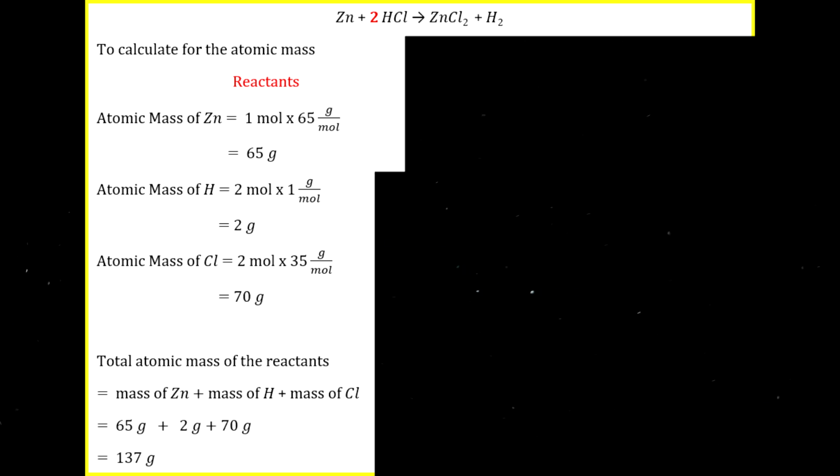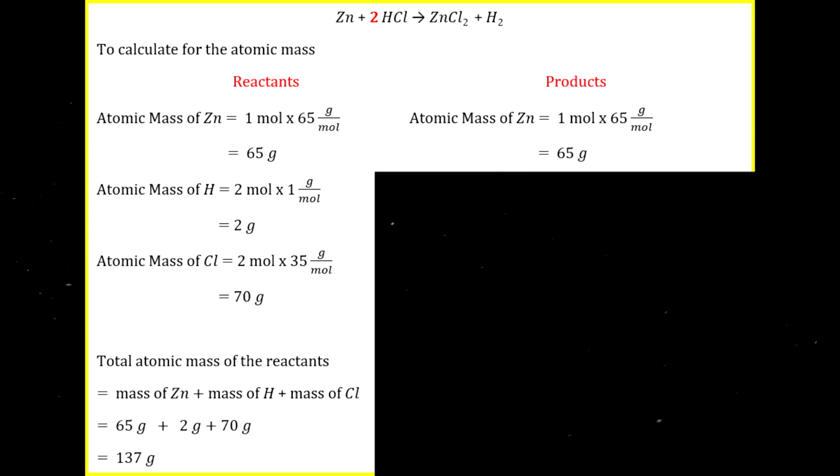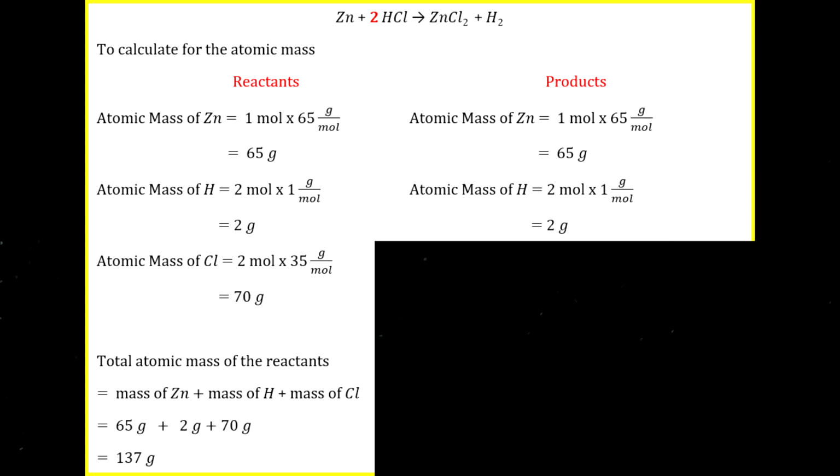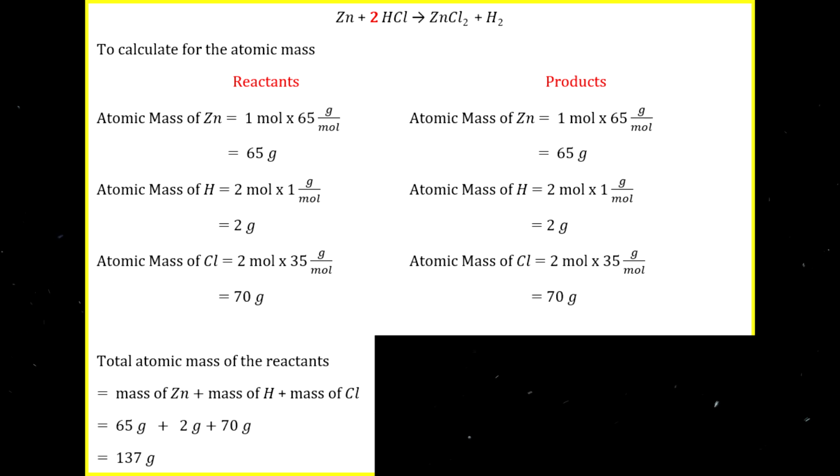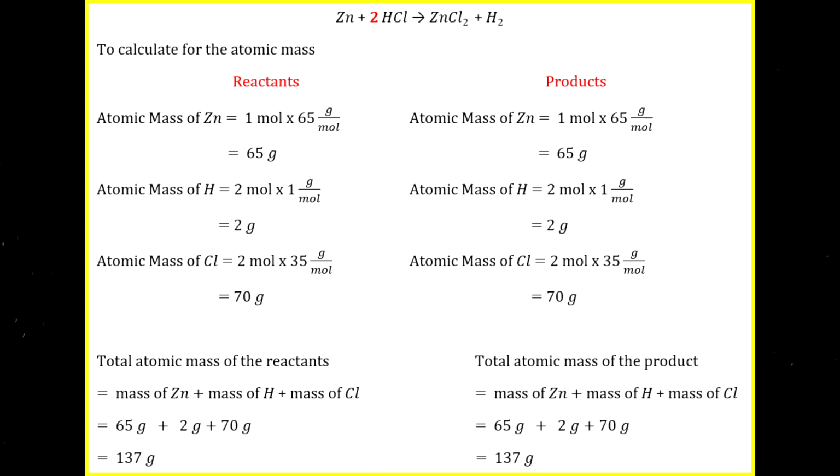We do the same for the products. The number of atoms for zinc is 1 mole times 65 grams per mole, we have 65 grams. For hydrogen, we have also 2 moles times 1 gram per mole, that is 2 grams. And then for the chlorine, 2 moles times 35 grams per mole, also 70 grams. So the total mass of the products is 137 grams. So we compare the total mass of the reactants and the products. They are both 137 grams. The second equation is balanced.